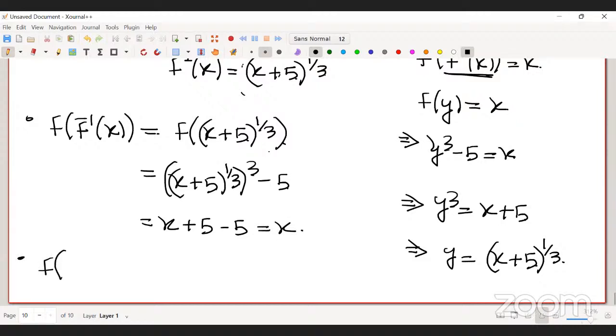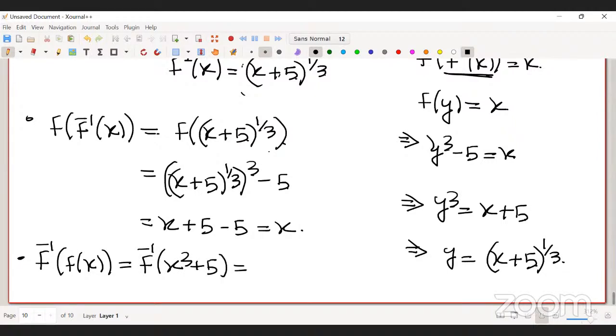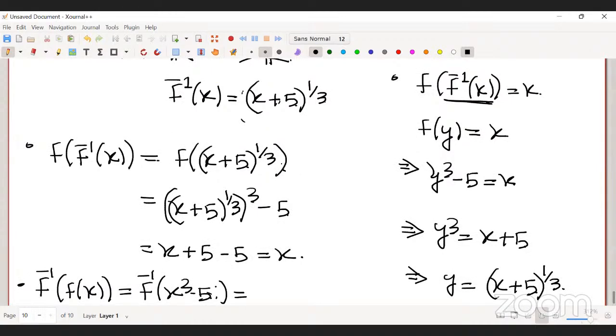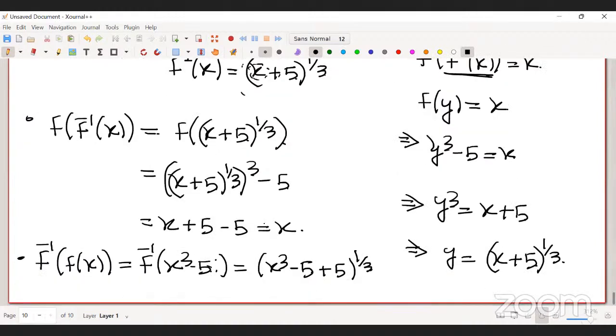And the second condition is f inverse of f of x equals x. What is f of x? f of x is x cube minus 5, and f inverse is (x plus 5) to the power 1 by 3. So f inverse of x cube minus 5: in place of x, I write x cube minus 5, which gives (x cube minus 5 plus 5) to the power 1 by 3, which is x cube to the power 1 by 3, equal to x.